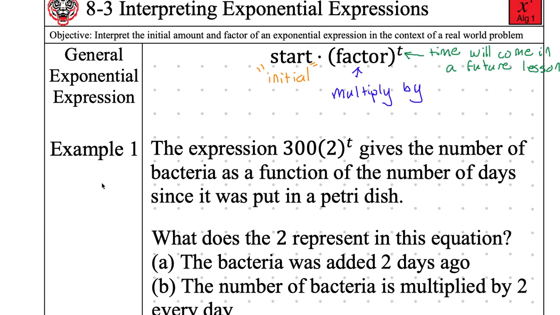All right, so I need a person to read our first paragraph. Volunteer. Jade. The expression 300 times 2 to the t power gives the number of bacteria as a function of the number of days since it was put in a petri dish. Perfect, thank you.